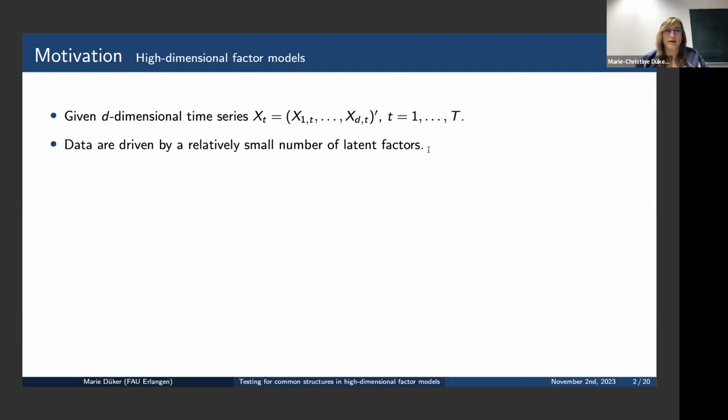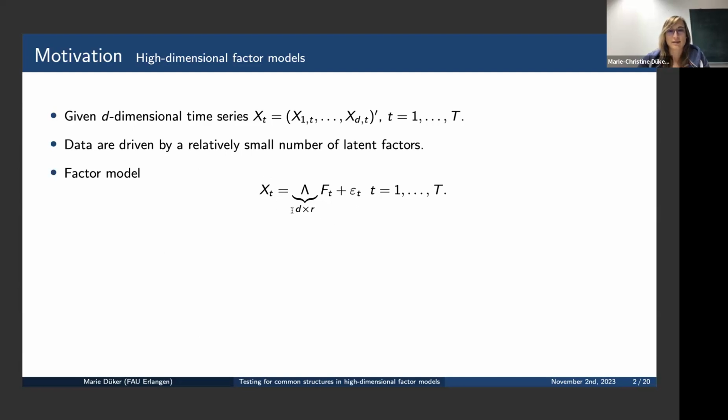And usually in high-dimensional statistics, we make some kind of assumption on a lower dimensional structure. And in the factor model setting, we suppose that our data are driven by a relatively small number of latent time series. And it is assumed that the dependence in the data can be attributed to the small number of common factors. And the co-movements of the observed time series are basically assumed to be driven by those dynamic structures. And we will use the following notation.